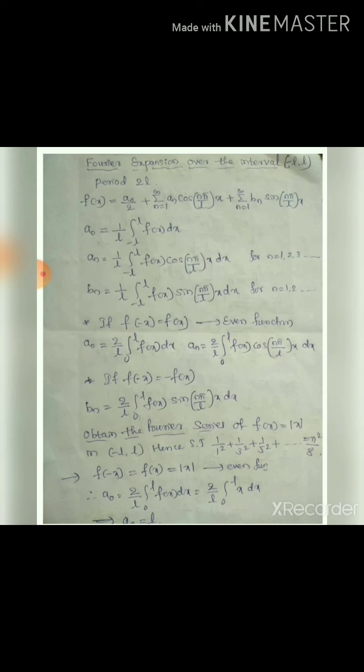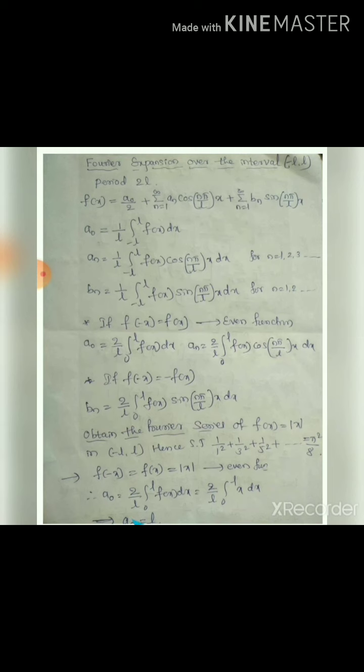Now take one example. Obtain the Fourier series of f of x is equal to mod x in the interval minus L to L. Hence, show that 1 by 1 square plus 1 by 3 square plus 1 by 5 square and so on equals pi square by 8. Therefore, first take the given function and check whether it is even or odd. f of minus x is mod of minus x, which is mod x. Therefore, it is f of x.